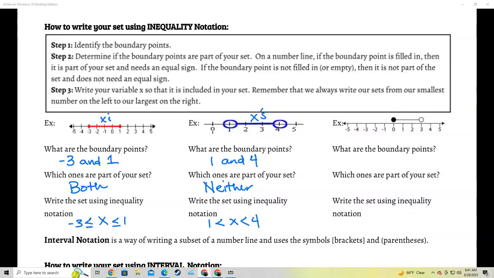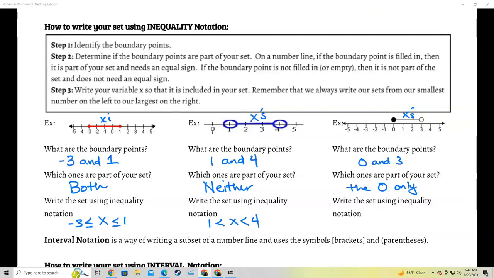All right, last one. What are the boundary points? Again, this time my set starts at 0 and it ends at 3, so my boundary points are 0 and 3. Which ones are part of your sets? Well, the 0 is filled in, but the 3 is not. And I know my x's are going to be somewhere stuck here, okay? So only the 0.